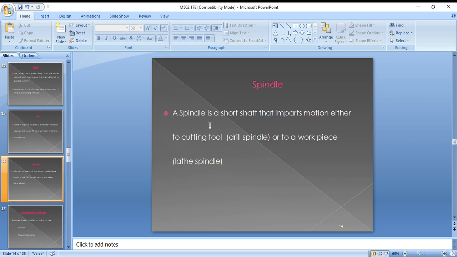Spindle is also like a shaft, but it imparts motion either to a cutting tool or to a workpiece. A spindle is a short shaft that imparts motion to a cutting tool or a workpiece. It is generally used in drilling machines and lathe machines. It is a small shaft, and it holds the cutting tool.